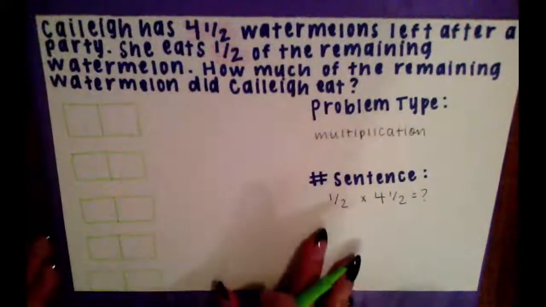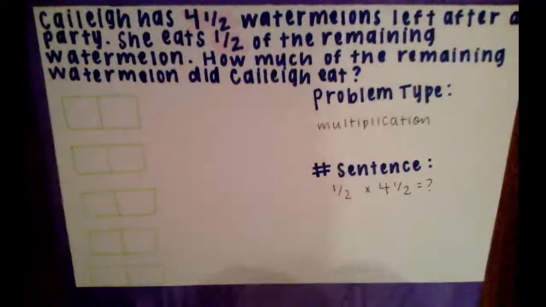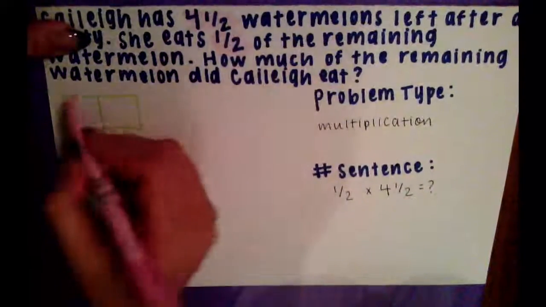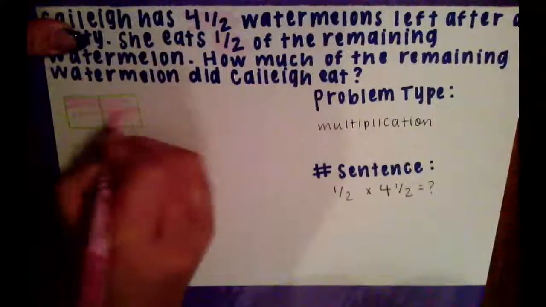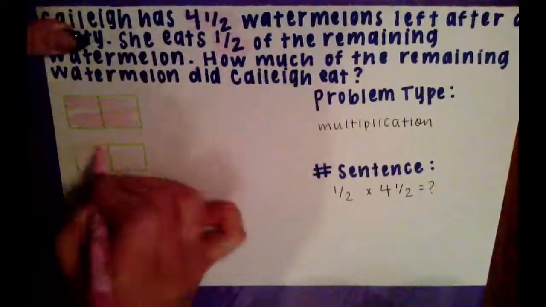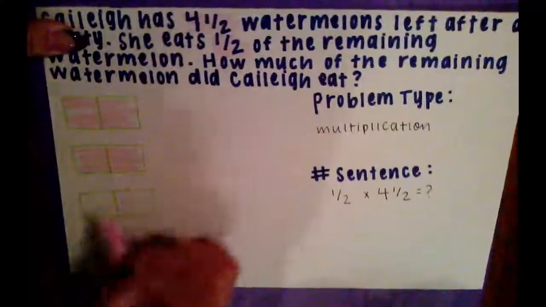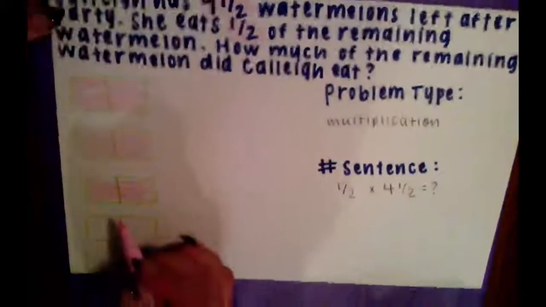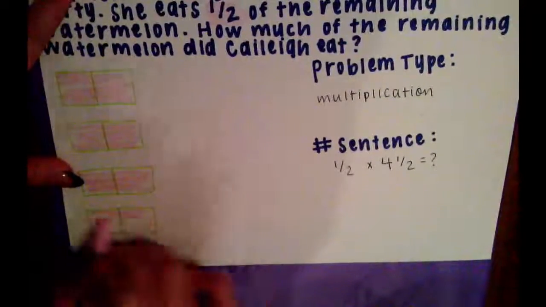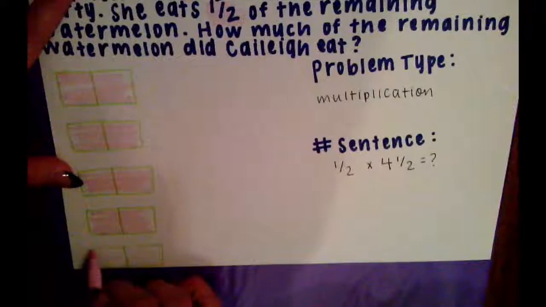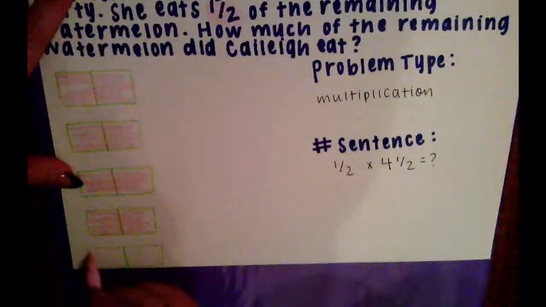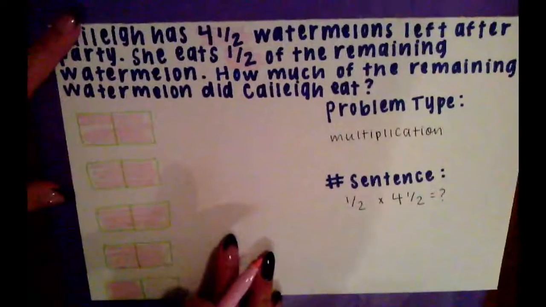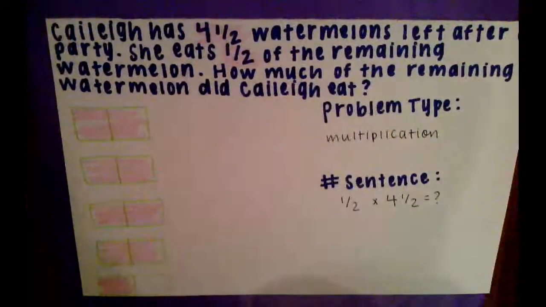All right. So now we need to shade in 4 wholes. And then we'll do half for this last one since it says that we have 4.5. All right. So the shaded portion is representing the 4.5 from after the party.